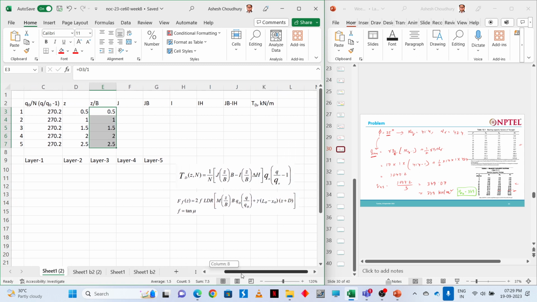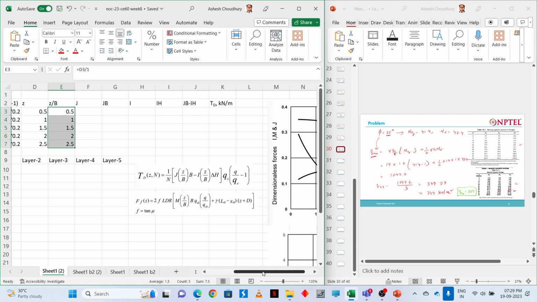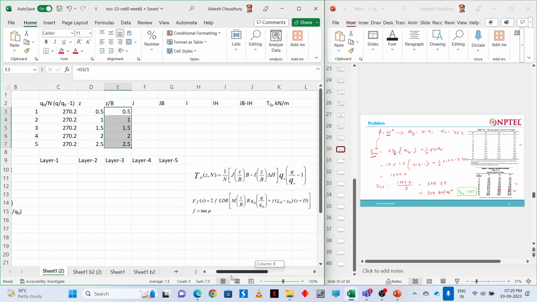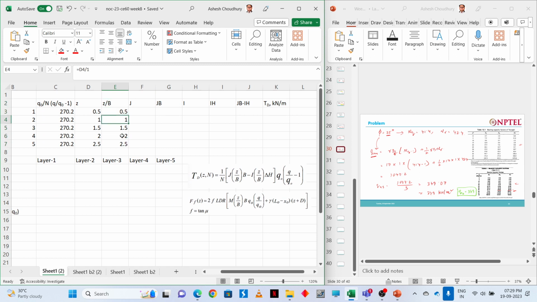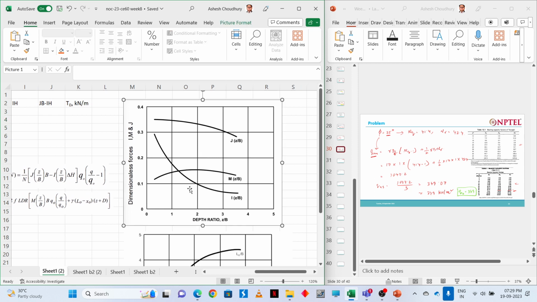Now our task is to get the value of this J and this I for each of this Z by B, from this graph. So for Z by B 0.5, 1, 1.5, 2, 2.5, we can get from this graph. For 0.5, what is J? We can take approximately 0.35.